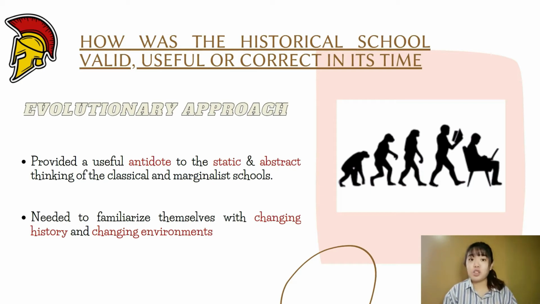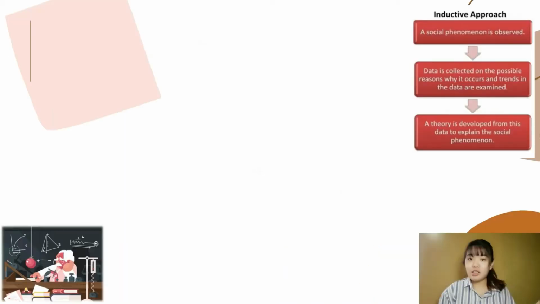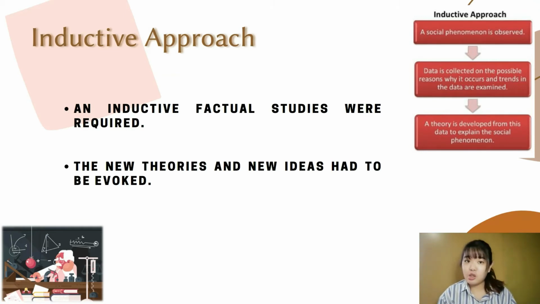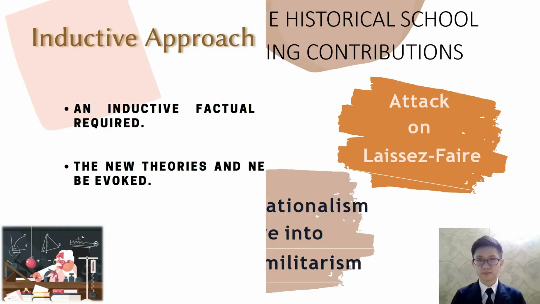The historical school was correct in its perspective that economists needed to familiarize themselves with changing history and changing environments, with economic and social evolution, in order to understand the present world. For this task, inductive factual studies were required. New theories and new ideas had to be evoked to understand the new situations, and these new theories and ideas require careful testing through the use of empirical data.